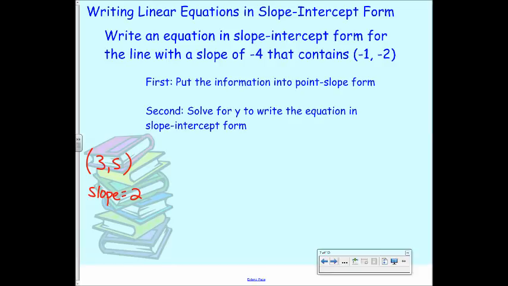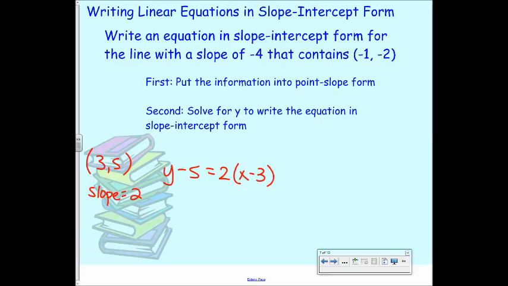Okay, what if I wanted that in slope intercept form? That's in point slope form. What if I wanted it in slope intercept form? Brendan, what do you think? Isolate y, right? Because slope intercept form is just y equals mx plus b. So the only difference is that y is isolated. So then how do I isolate y here?